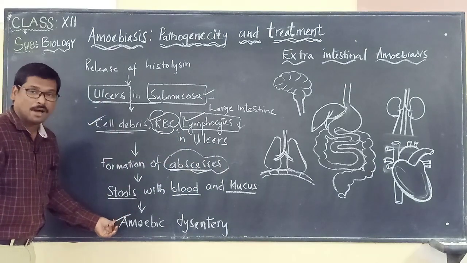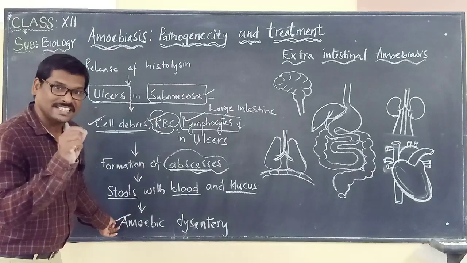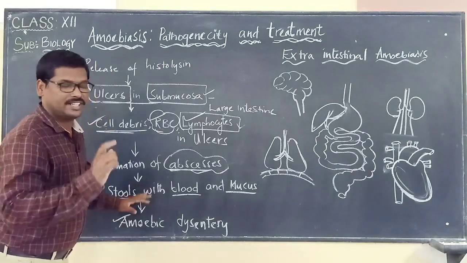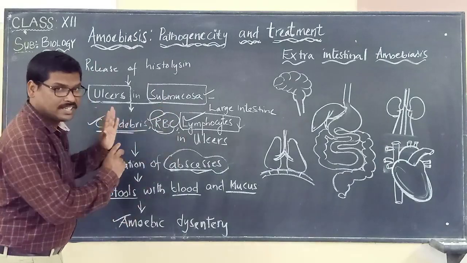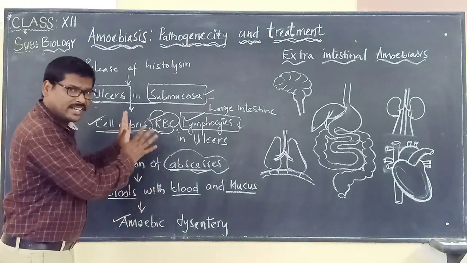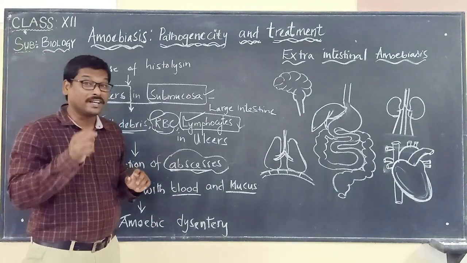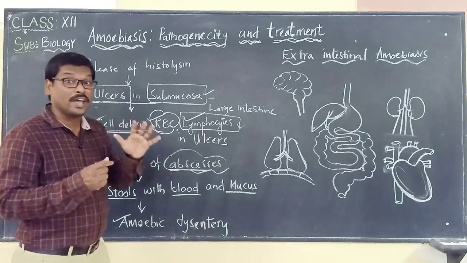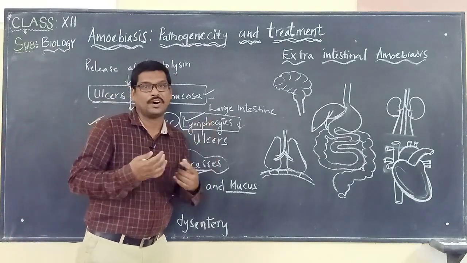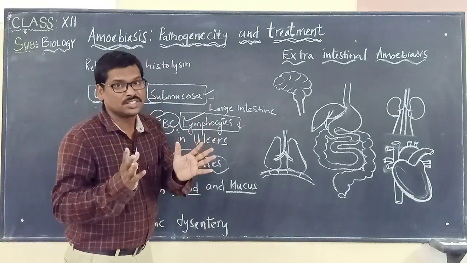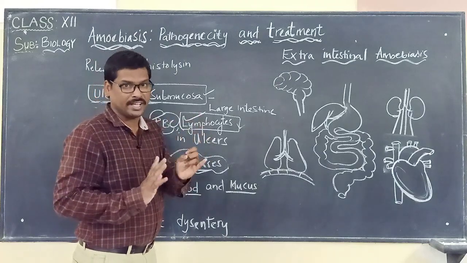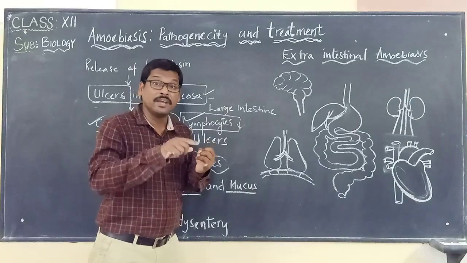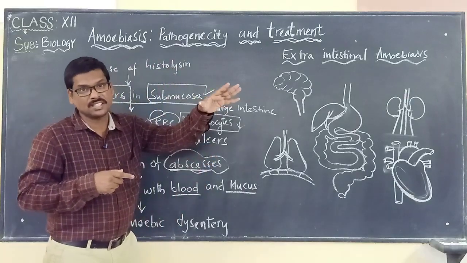We say that it is amoebic dysentery, or tropical dysentery, or otherwise intestinal dysentery. Now this is the clear-cut information about amoebiasis. But in severe cases, it may also affect other organs in our body. Please remember that. Amoeba histolytica, in severe cases, may also affect other organs in our body.